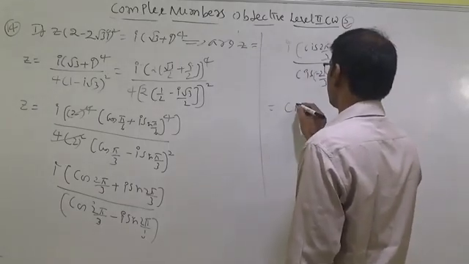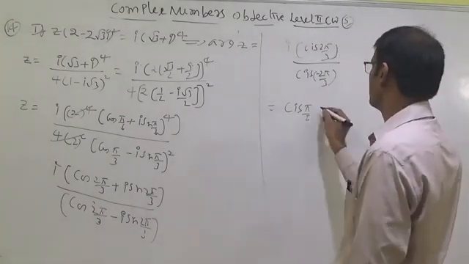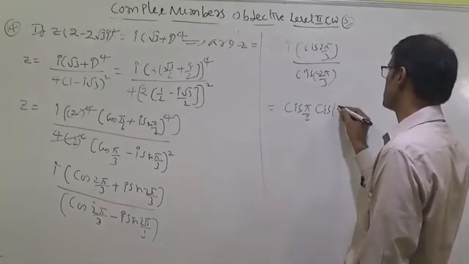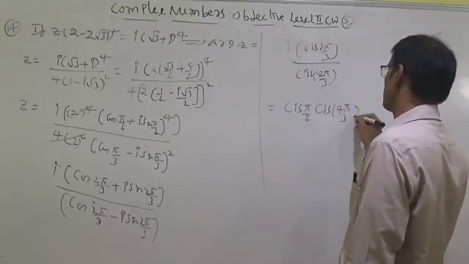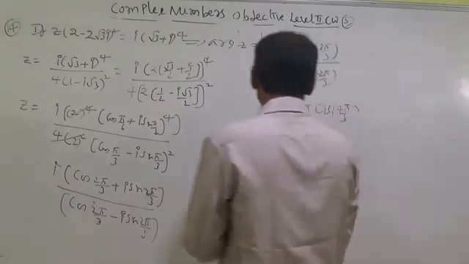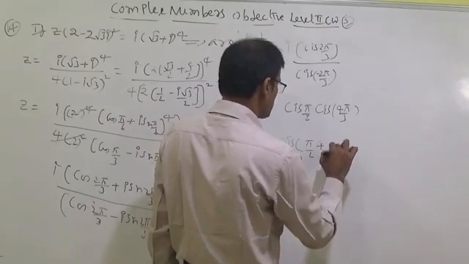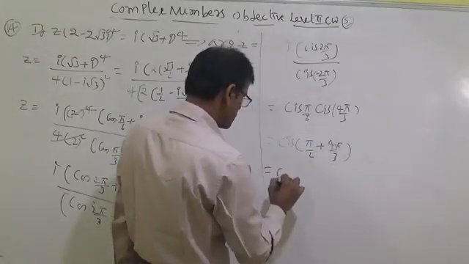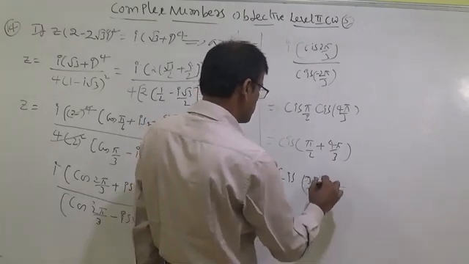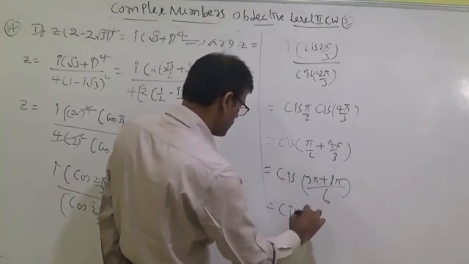I can be understood as cis of pi by 2, because cos 90 plus I sin 90 becomes only I. According to the formula, cis theta 1 by cis theta 2 is equal to cis of theta 1 minus theta 2, so this is cis of 4 pi by 3. Now cis theta 1 into cis theta 2 becomes cis of theta 1 plus theta 2. So this is cis of pi by 2 plus 4 pi by 3. Take LCM, 6: cis of 3 pi plus 8 pi by 6, that is equal to cis of 11 pi by 6.